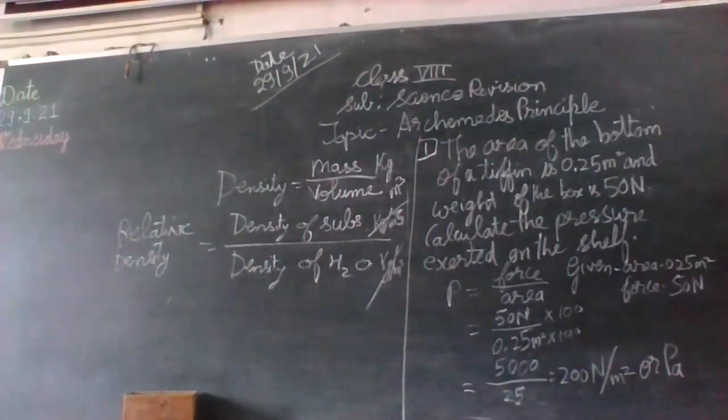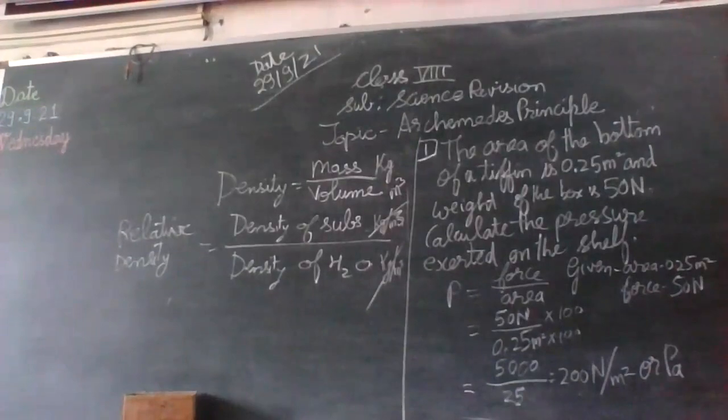So the pressure we have calculated, that the tiffin box is exerting on the shelf, is 200 Newton per meter square or Pascal. So this is one of the problems we have solved.